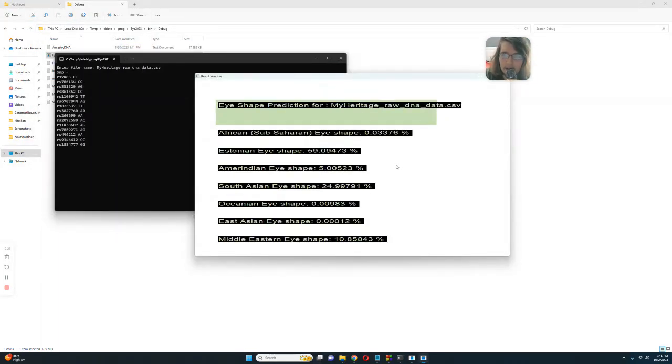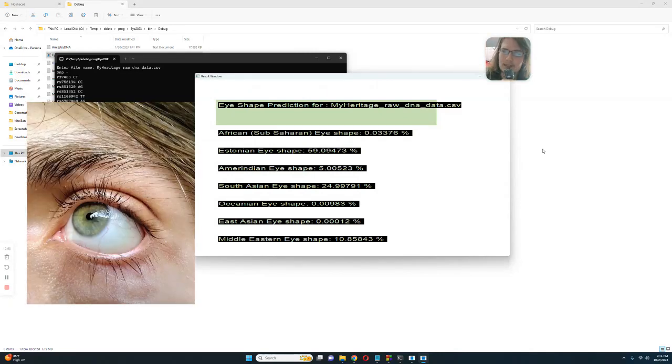My result is 59% Estonian, 25% South Asian, 10% Middle Eastern. Definitely not Oceanian, definitely not East Asian, definitely not Sub-Saharan African. I'm very not Sub-Saharan African. And my eye shape is kind of, I don't know, it's pretty European. Definitely not East Asian or Sub-Saharan African. So yeah, that's true. It's accurate for me.